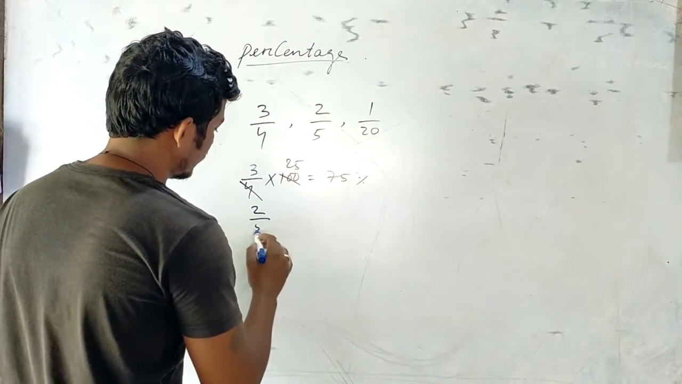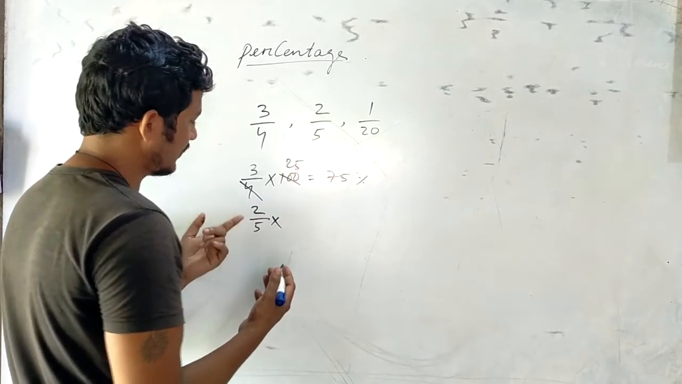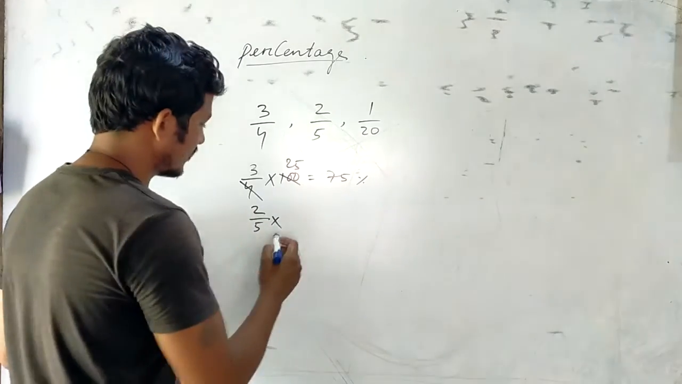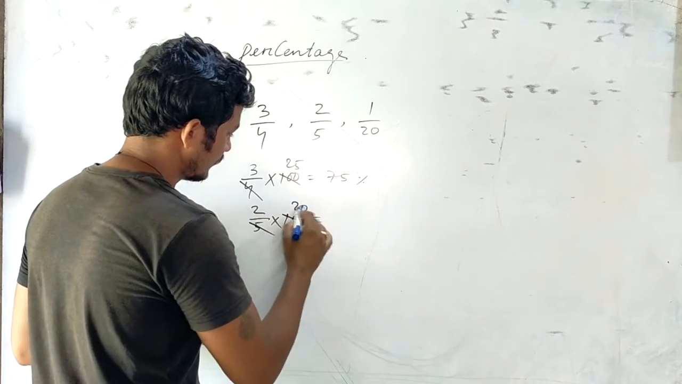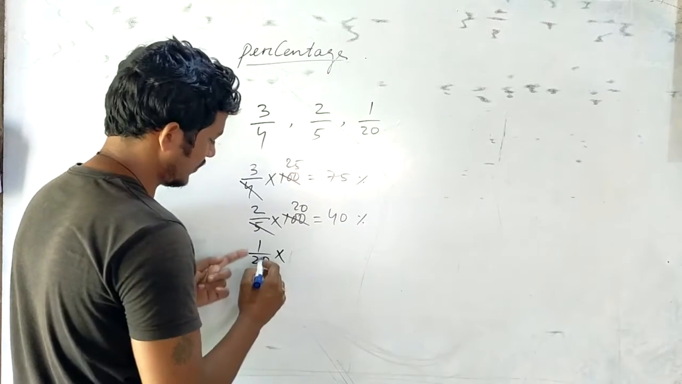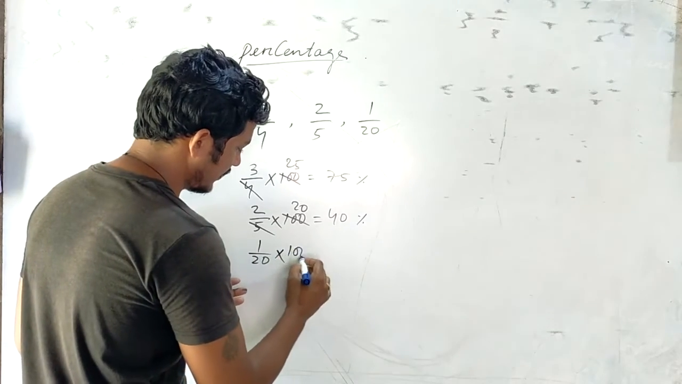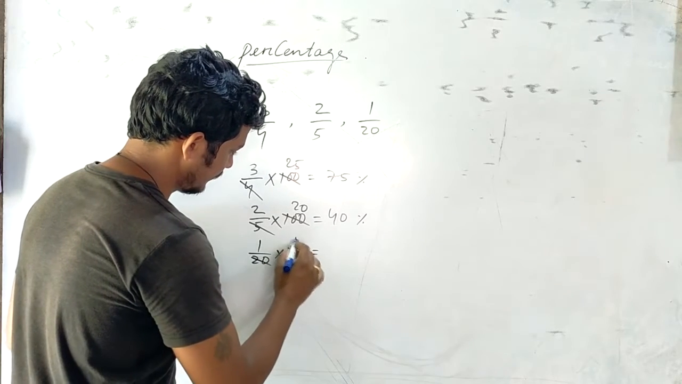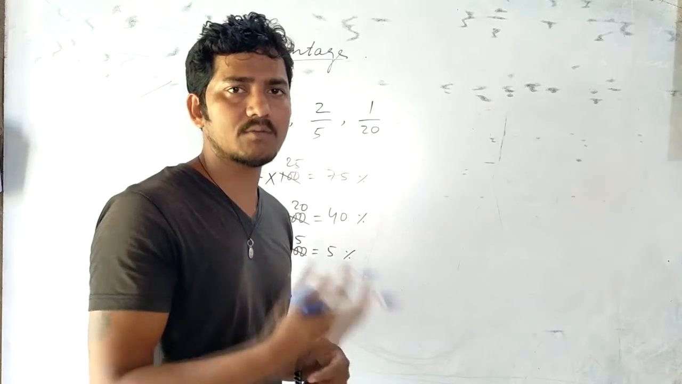Here we can also take some other examples. Here we can write 2 by 5, that means 2 out of 5. So how much out of 100? Simply multiply by 100. You will get 40, so it's simply 40%. The last one is 1 by 20, that means 1 out of 20. If you multiply by 100, we will get 5, simply 5%.